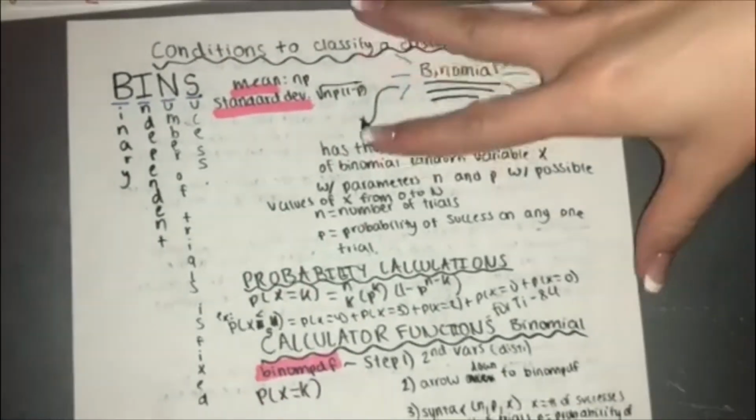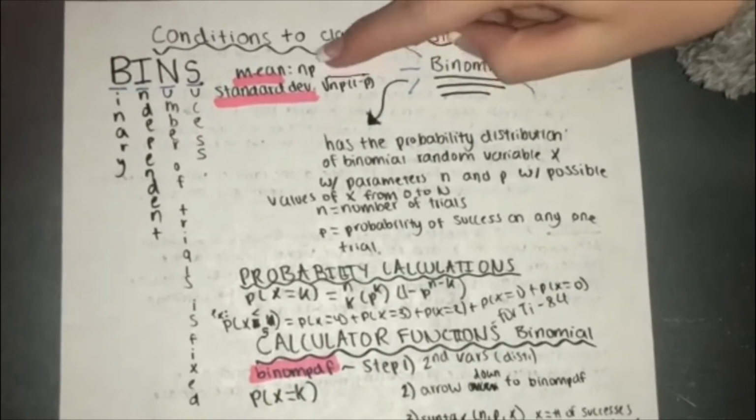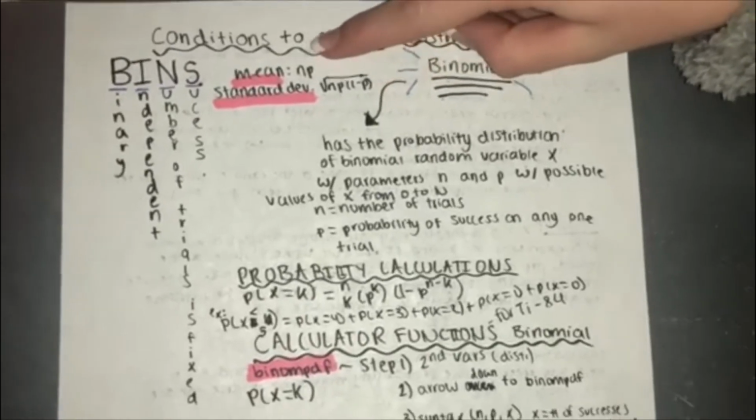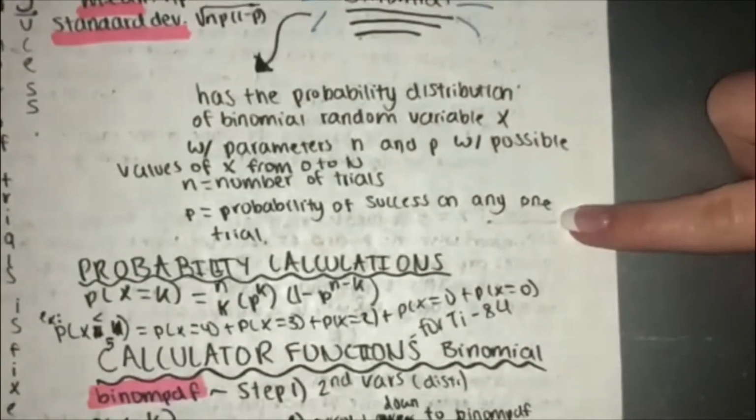So if you discover that a binomial distribution is applicable, the mean is np, and the standard deviation is the square root of np times 1 minus p, where n equals the number of trials, and p equals the probability of success on any one trial.